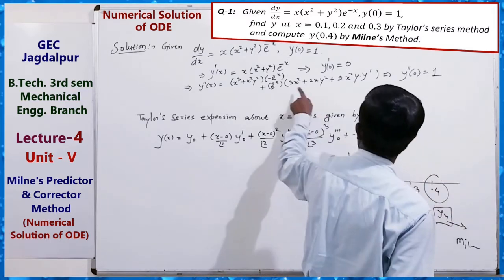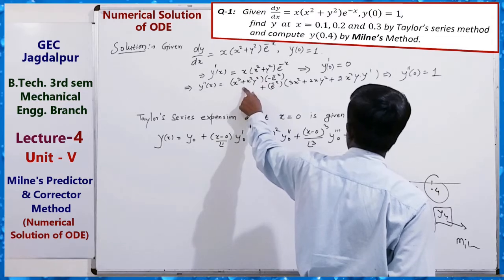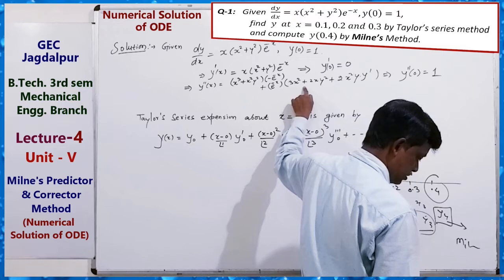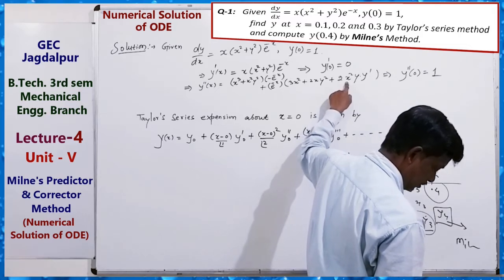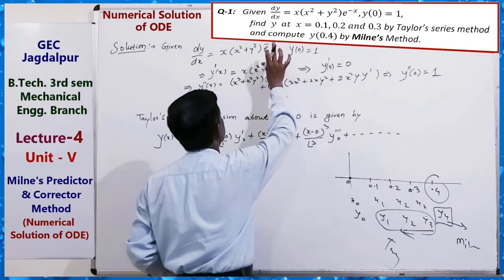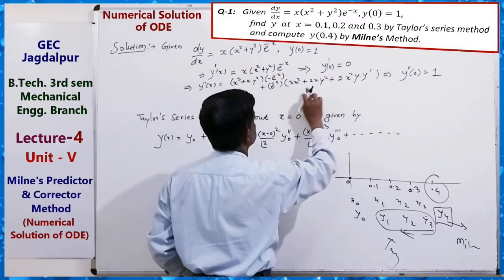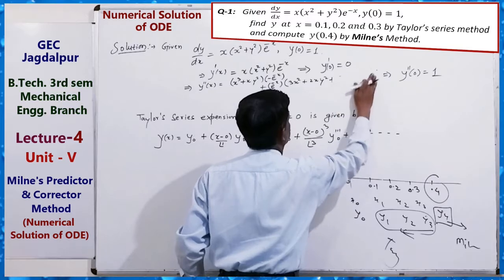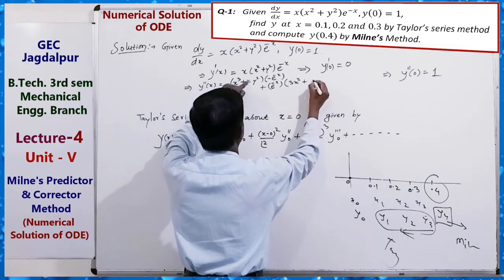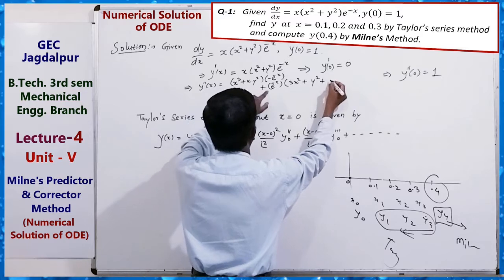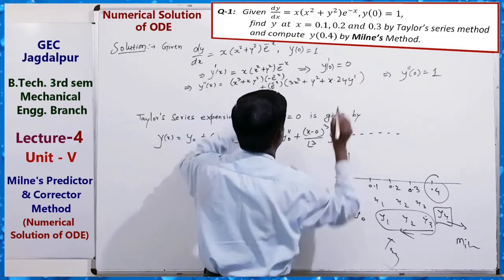3x square plus y square, 3x square plus 2y y dash x square. Sorry, here only x is here. Here only x, then the derivative will be here. What? 3x square plus x into y square plus x into 2y y dash, this.